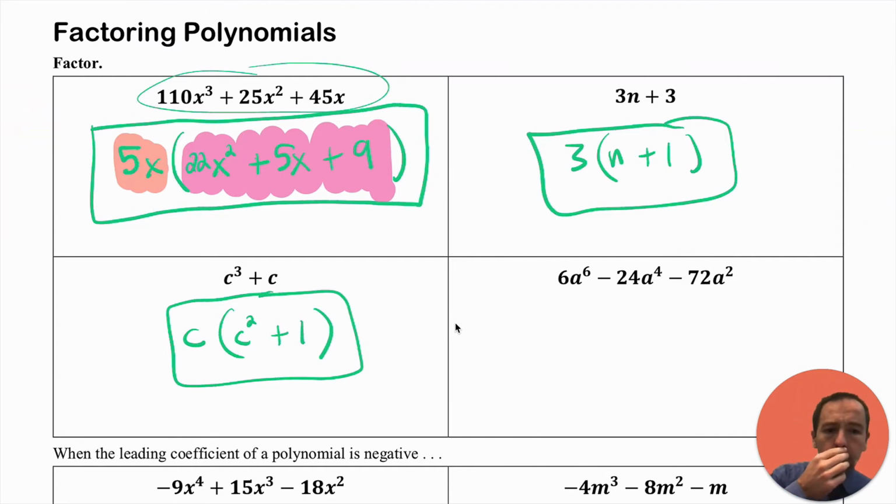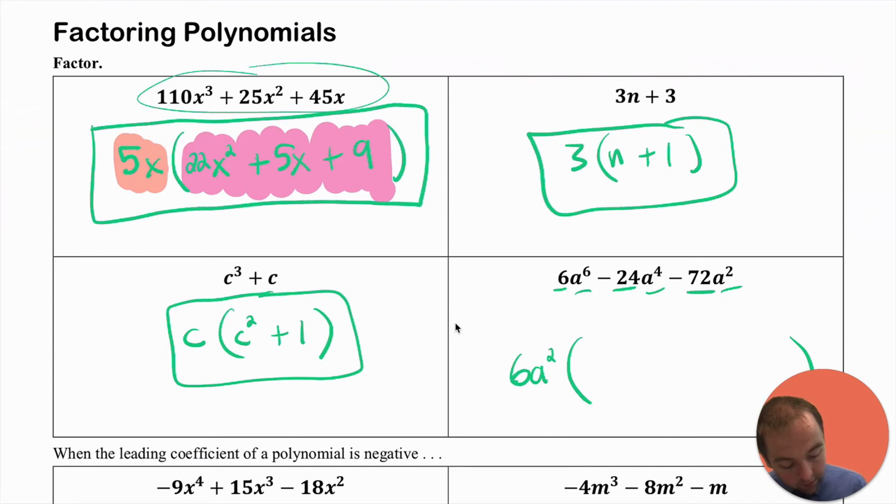And then for this fourth example in this section right here, when you compare 6 and 24 and 72, they are all divisible by 6 at the greatest. You definitely want to factor out a 6. And then you have to compare a to the 6th and a to the 4th and a squared. A squared would be the greatest among the common factors. So you're also going to factor out an a squared from everything.